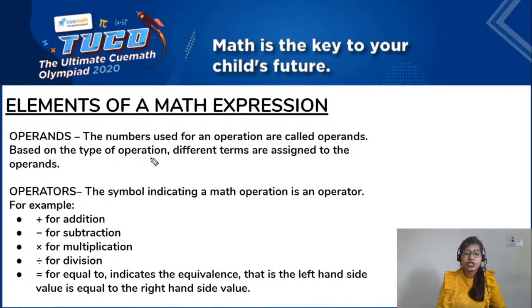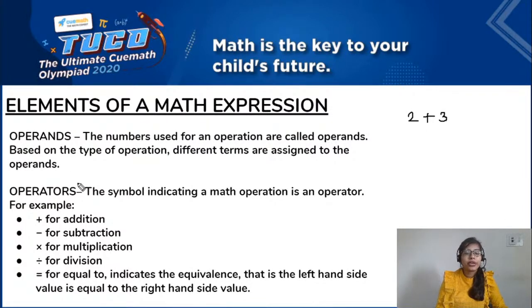Based on the type of operation, different terms are assigned to the operands. What does operand mean? An operand is the number or the set of values on which we are performing the operation. For example, let's say I am doing 2 plus 3. So what are 2 and 3? 2 and 3 are operands because we are performing the operation on these two numbers.